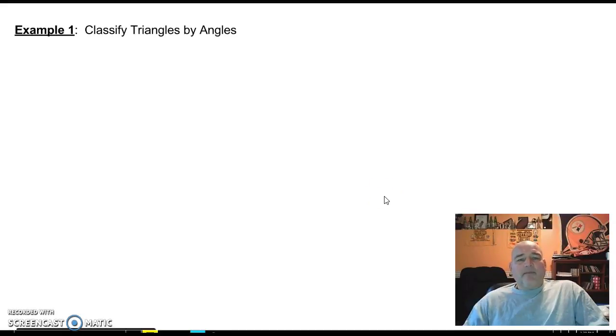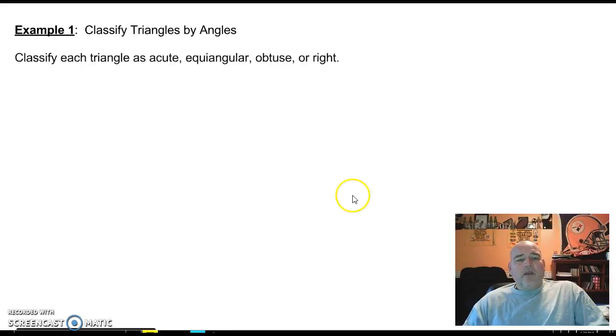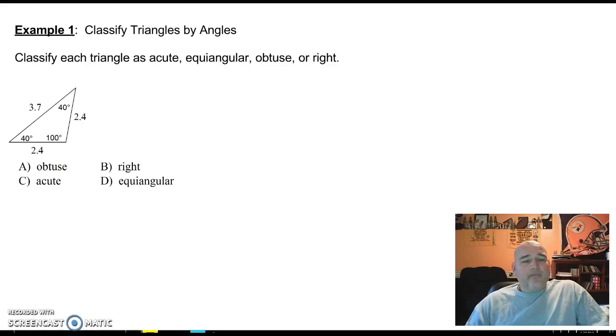Take a look at example 1. Classify each triangle as acute, equiangular, obtuse, or right. Again, we want to look at our angles. So we have the two acute angles. Here's the third angle. That third angle is obtuse. Therefore, we have an obtuse triangle.